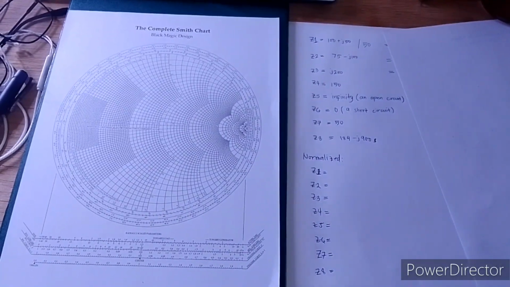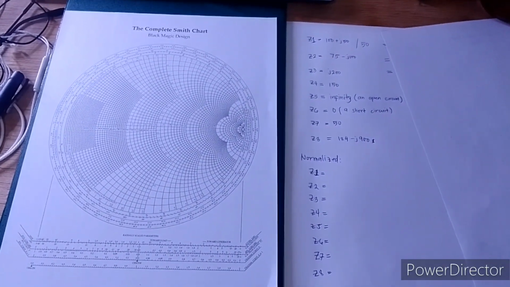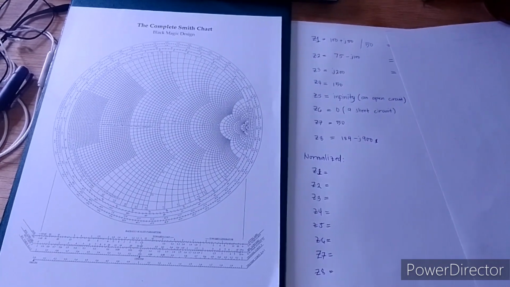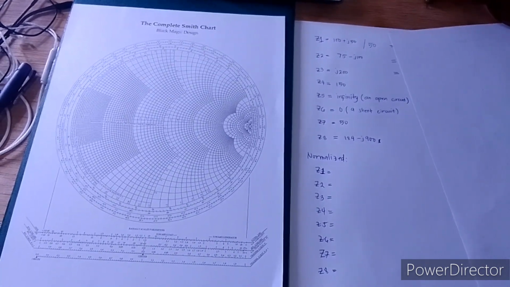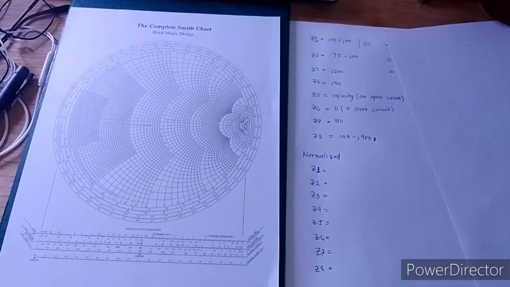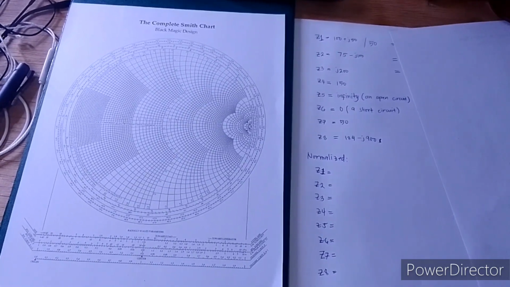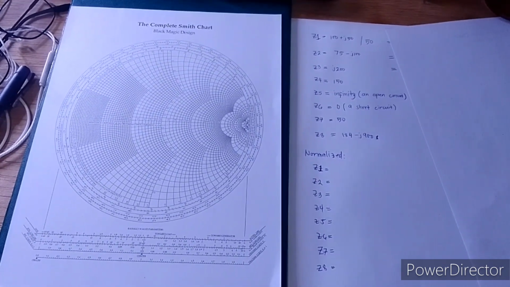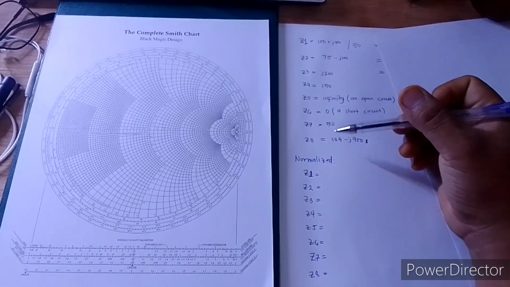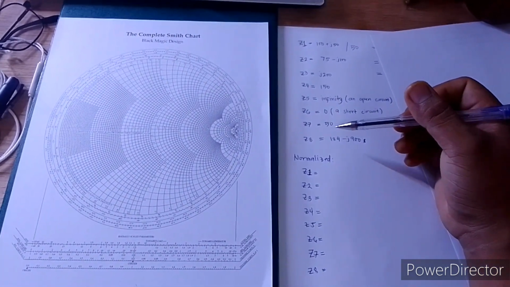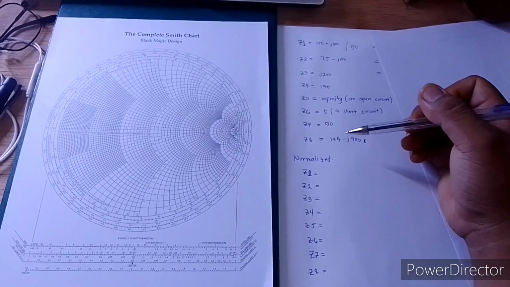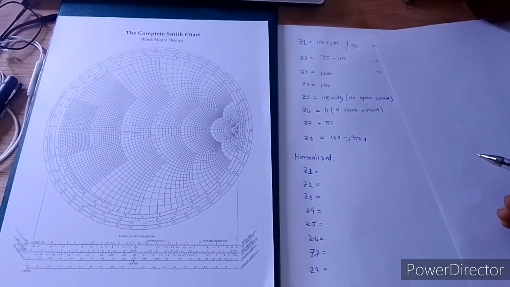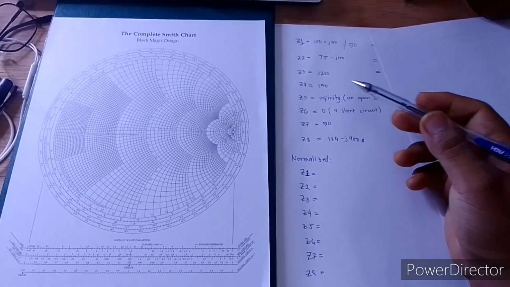Alright, so suppose we have here 8 impedances. Z1 is equal to 100 plus j50, Z2 is equal to 75 minus j100, Z3 is equal to j200, impedance 4 is equal to 150, impedance 5 is equal to infinity, which is an open circuit, and impedance 6 is equal to 0, which is a short circuit. And also we have impedance 7, which is equal to 50, and impedance 8 is equal to 184 minus j900.